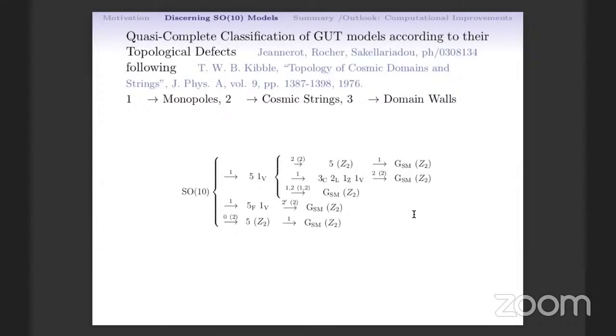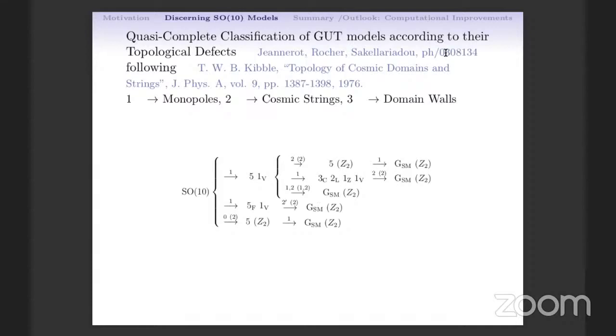There has been for some time now a work, from 2003, which is a quasi-complete classification of GUT models according to their topological defects. It is quasi-complete because it left out some models that at the time it was not possible to achieve, due to the complication of proton decay. Nevertheless, it is the most powerful attempt at classifying models according to their topological defects. Following their notation, 1 stands for monopoles, 2 for cosmic strings, and 3 for domain walls.